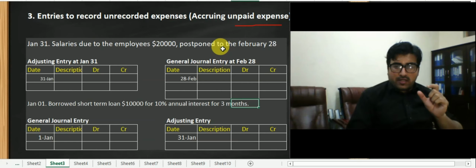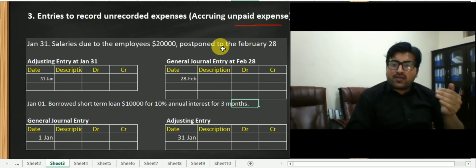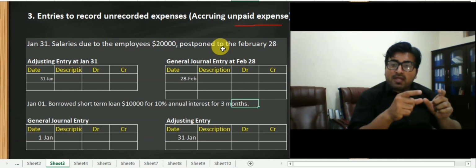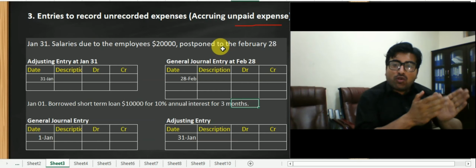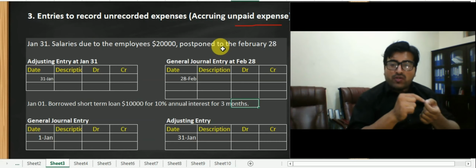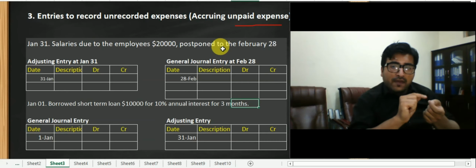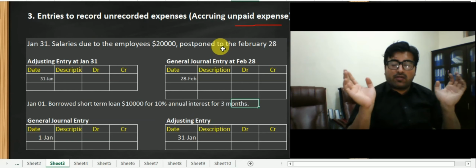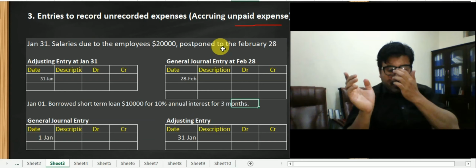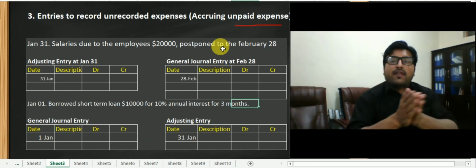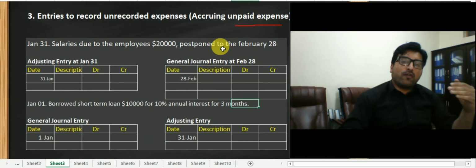So dear students, in this type of adjusting entries, you learn that if the company or any business is not paying the expenses of any particular period, then the company should record it. The company should not think that I'm paying this expense late, so I will record it late in another month. It's wrong, it's incorrect. Why? Because we have learned that you cannot record the expenses of one period in another period. Similarly, you cannot record the revenue of one period in another period.